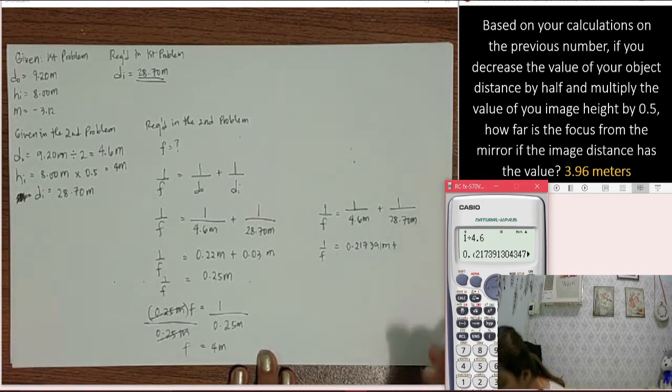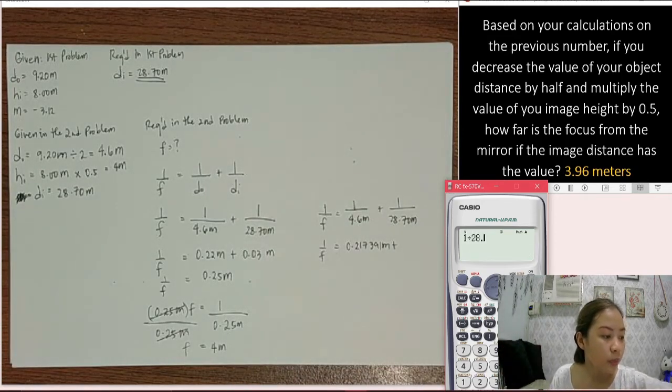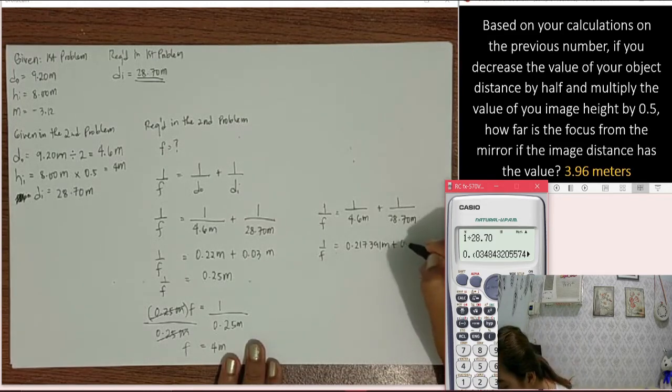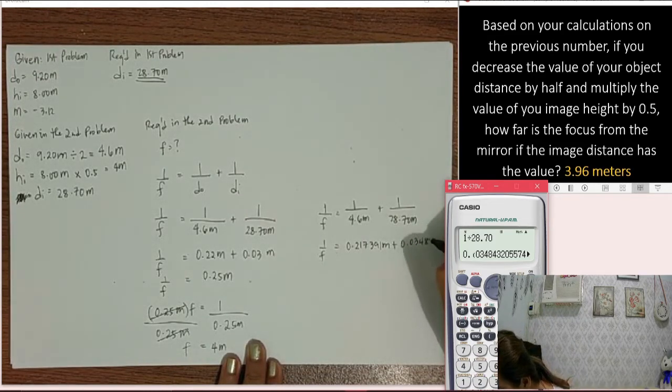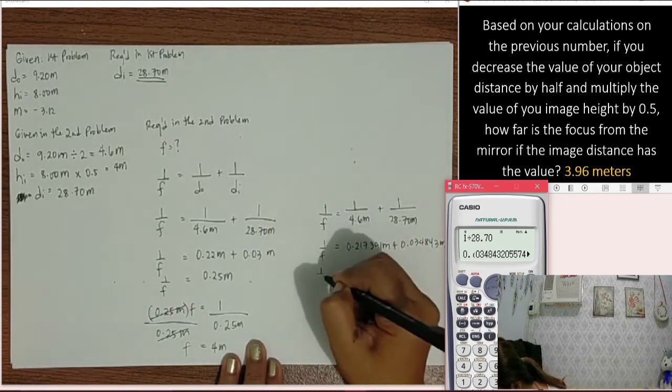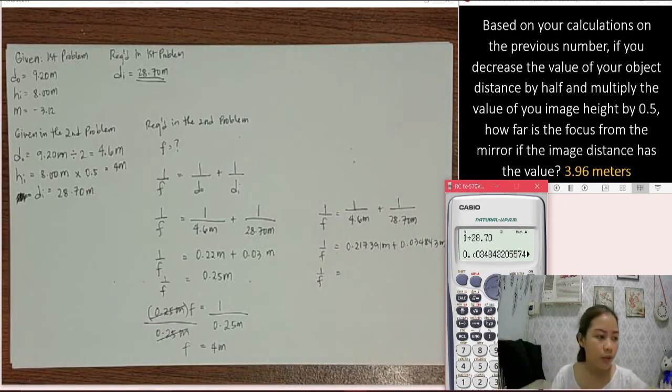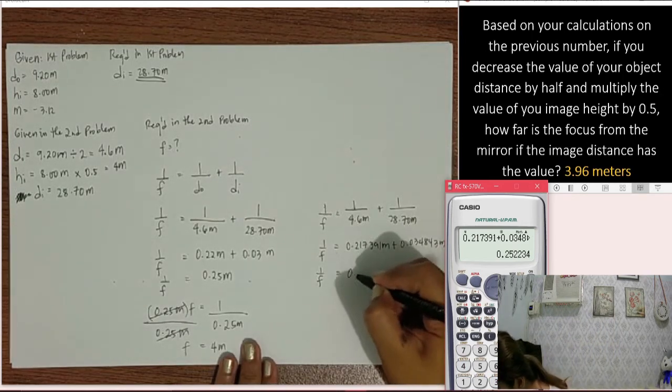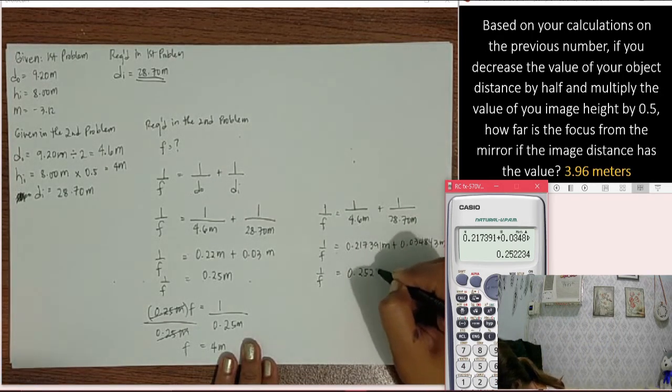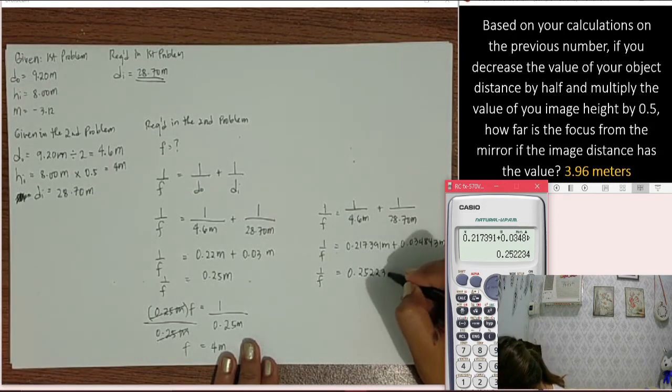0.217391 meters plus 1 divided by 28.70, that's equal to 0.034843 meters. 1 divided by F is equal to, let's add the values, 0.217391 plus 0.034843. And that's equal to 0.02522.